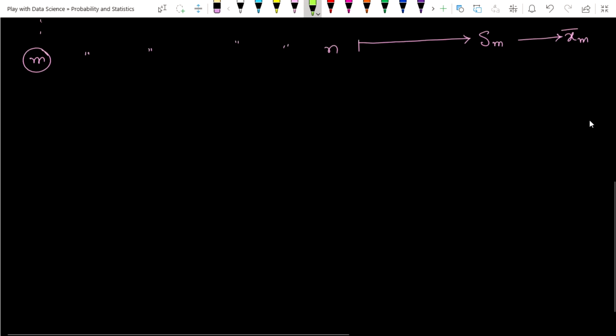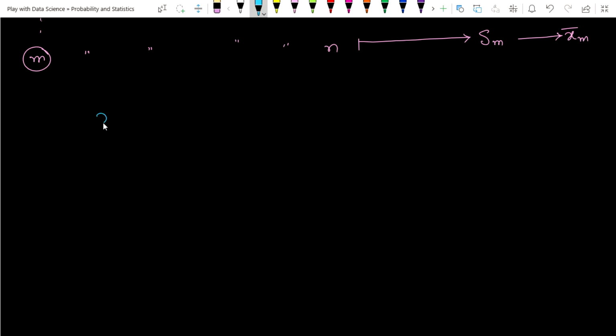So we have collected m samples whose means are x1 bar, x2 bar, x3 bar, up to xm bar. These are the m sample means.